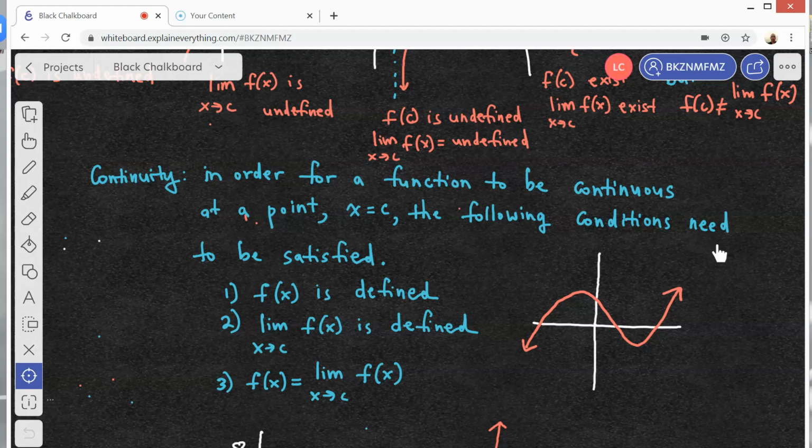The following conditions need to be satisfied. So the first condition is f of c has to be defined. F of x has to be defined. The function, as you can see in this example, everywhere along that function, there's no break, there's no hole, it's just a smooth continuous curve, and there's no breaks in the graph. So this is a continuous function.